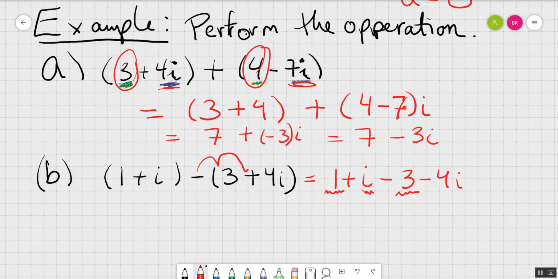If you remember the fun symbol stuff, 1 plus, not plus 3, minus 3, almost made a boo-boo, will give me a negative 2. And then I lose 4 more i's, so I should have negative 3i. Beautimus.